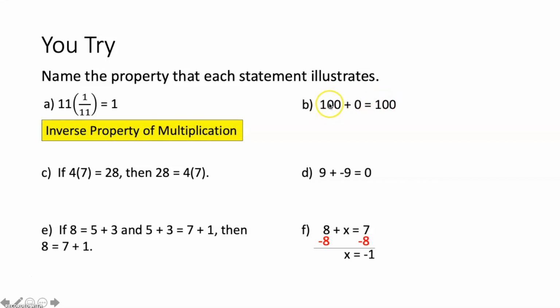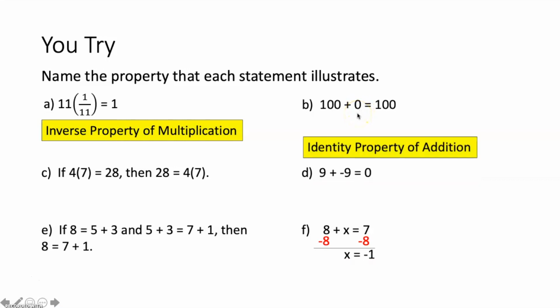So we start with 100, we add 0, and we get 100. We get the same thing that we had over here. Anytime you get the same number, that would be an identity property. And since we're adding 0, that's going to be the identity property of addition.